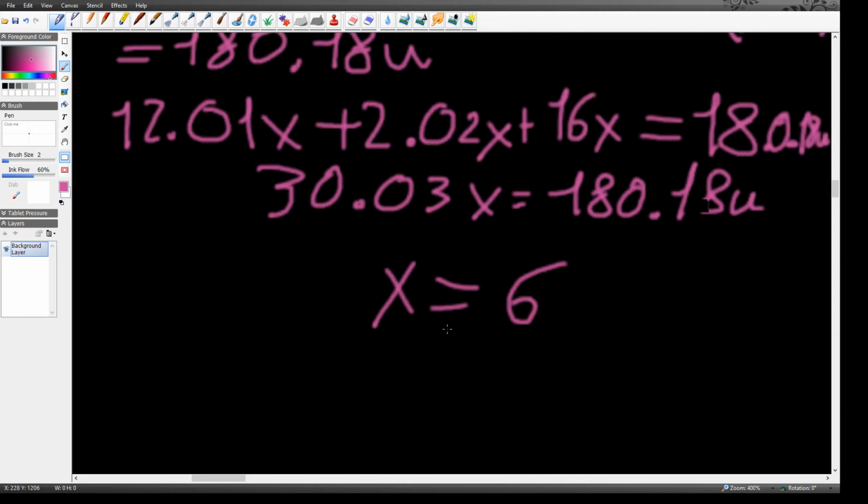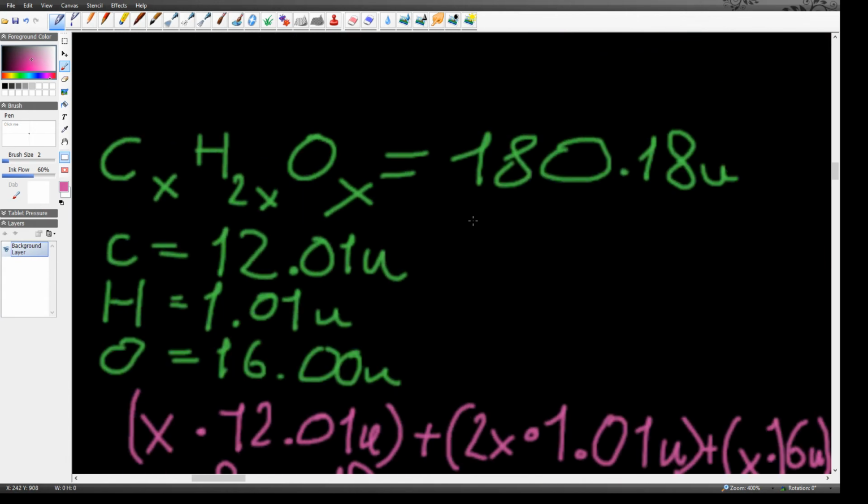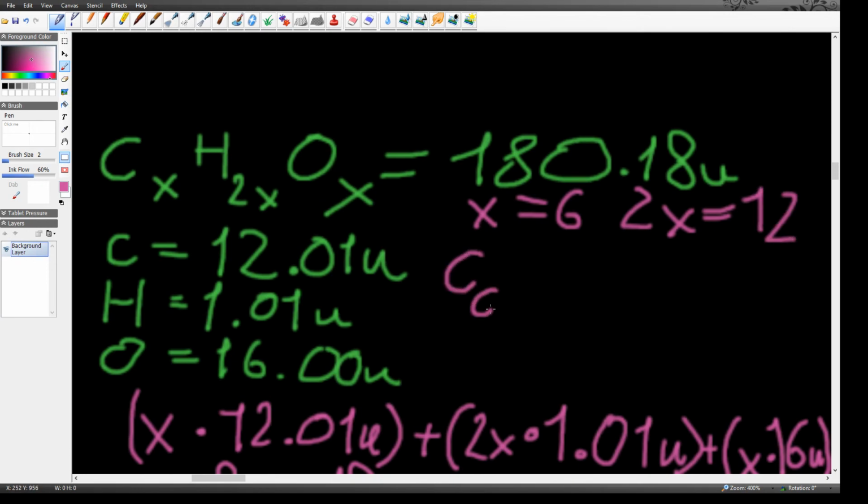Hence, x is 6. But I also need to know what 2x is. 2x, I know, is 12. Going back to my formula, if I know that x is 6 and 2x is 12, I can work out what kind of compound this is. So this could be C6H12O6, which looks like glucose to me.